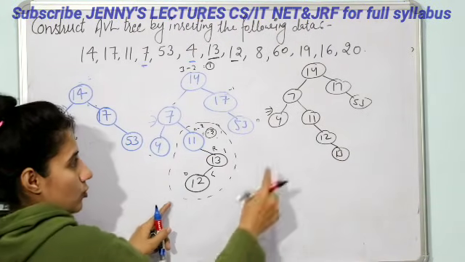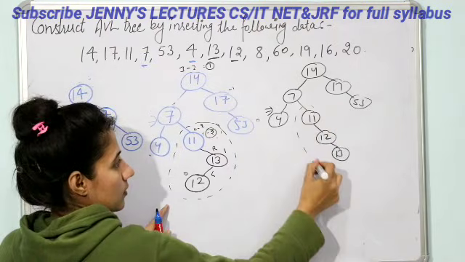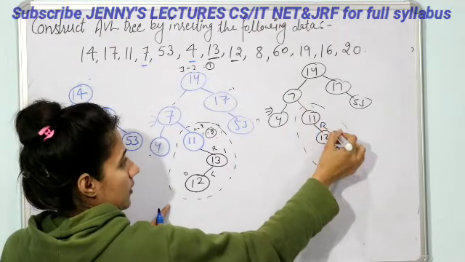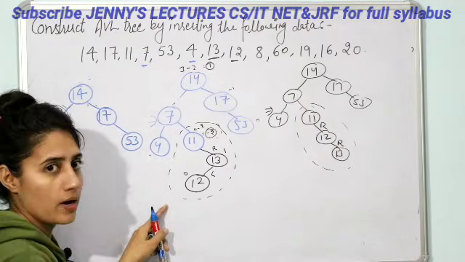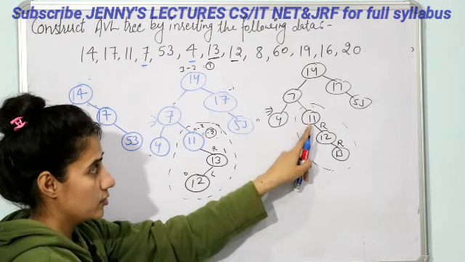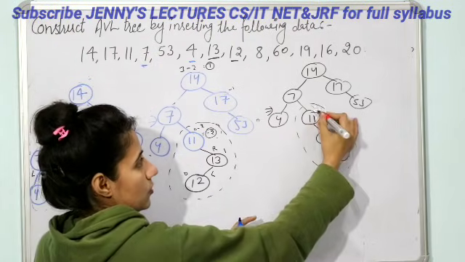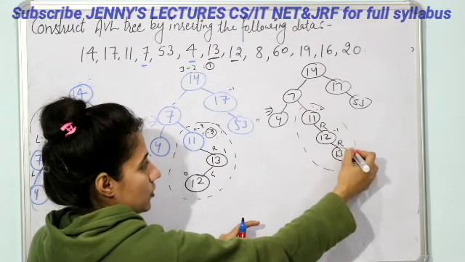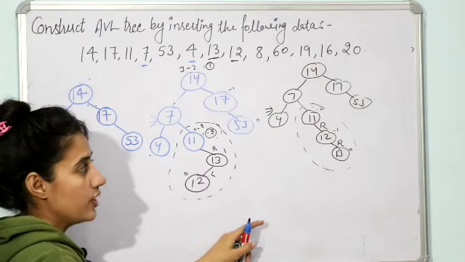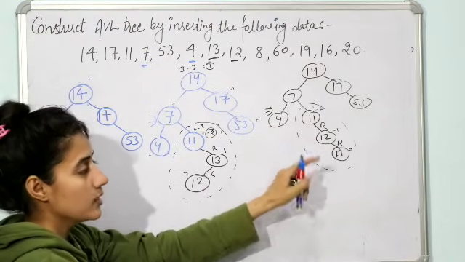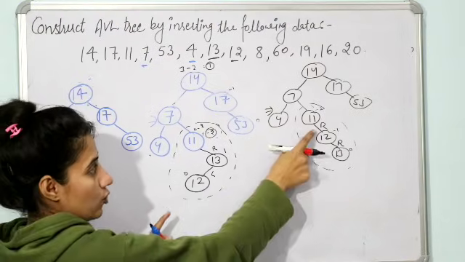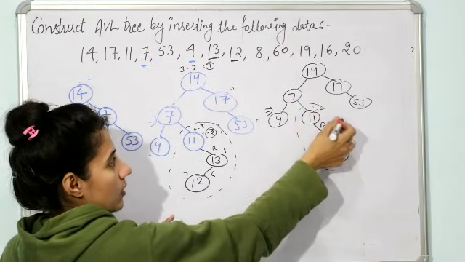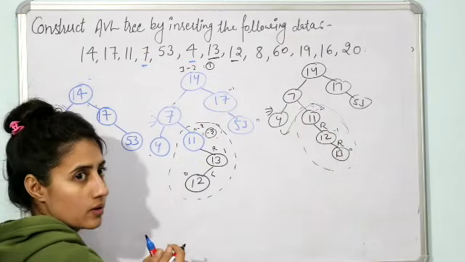Fine. So now this becomes right and right, an RR rotation. Still this is unbalanced because the balance factor of 11 is minus 2. Still it is unbalanced, and it is having minus 1, it is having 0. Now the next part is, first is right rotation, next is left rotation. Since we have R and R, 1 left rotation would be there.